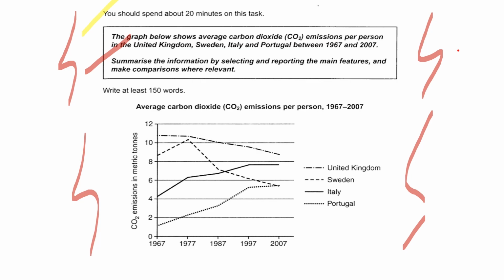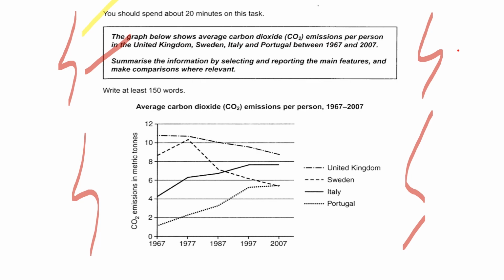But the good news is this piece of information is the same for every type of presentation, no matter whether you are getting a pie chart or diagram or process. The instruction would be exactly the same as it is seen here. Summarize the information by selecting and reporting the main features and make comparisons where relevant. Now let us understand each part of the instruction.